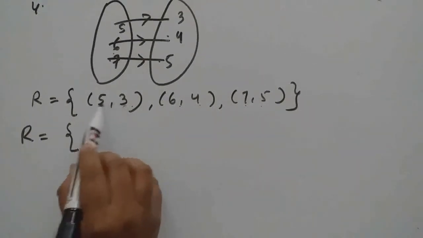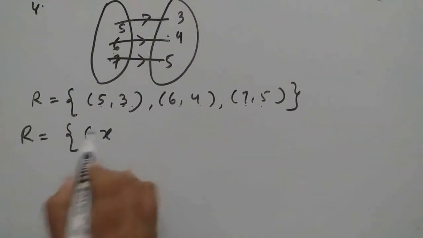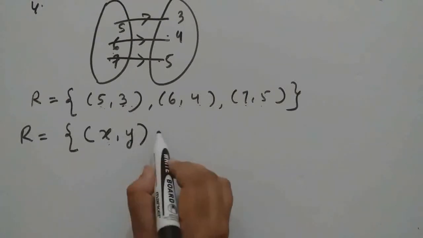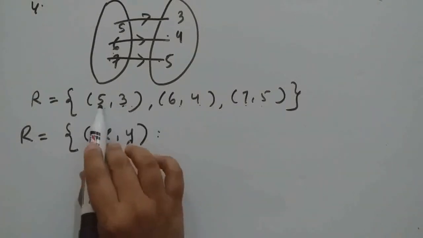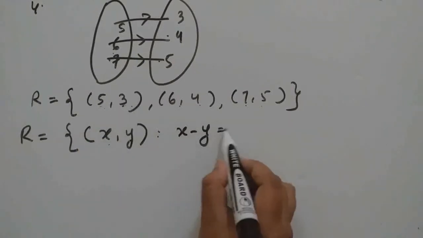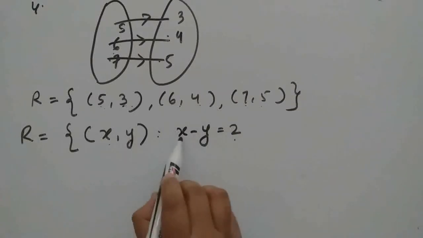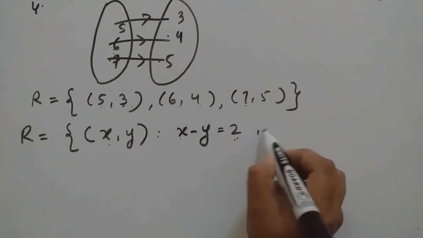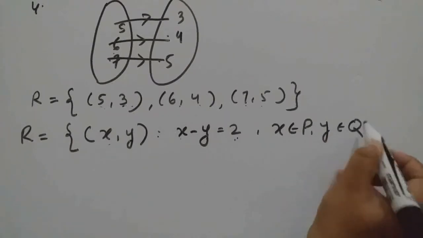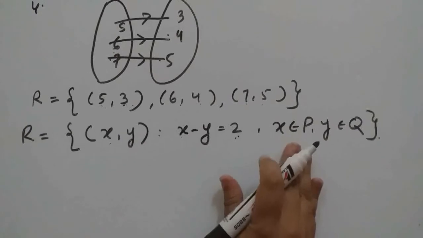If you observe these elements 5, 3, 6, 4, 7, 5, the difference of the first and second element is 2. So what can we write? R will have all elements of the type x comma y, where x minus y, isn't it? 5 minus 3 is 2, 6 minus 4 is 2, 7 minus 5 is 2. So x minus y gives 2, where x belongs to P and y belongs to Q. So this is the set builder form.